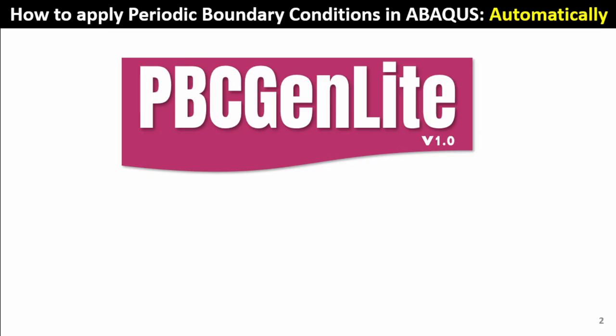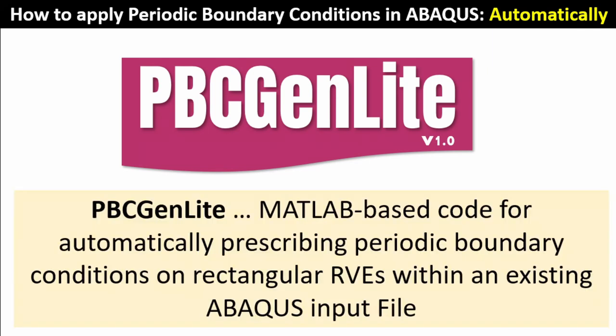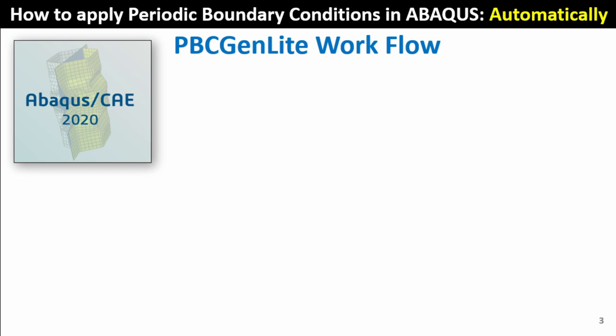So the software that we're going to use to do this is called PBCGenLite, and this is the very first version, version 1.0. It's basically a MATLAB-based code that prescribes periodic boundary conditions on rectangular LVEs very easily. And the flowchart of how it works is, first, we have three steps.